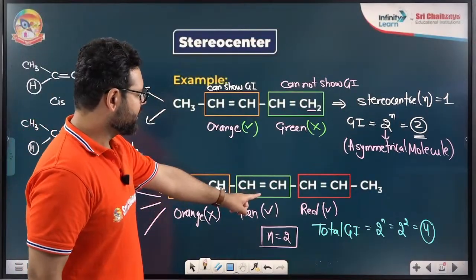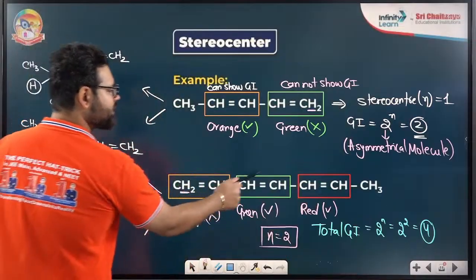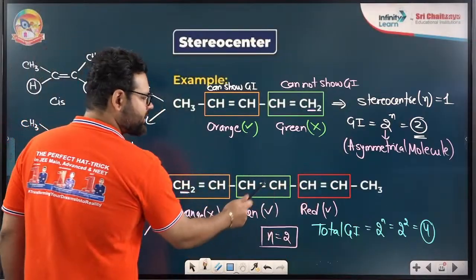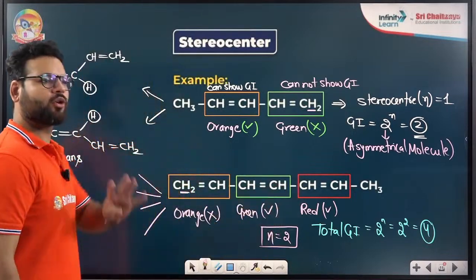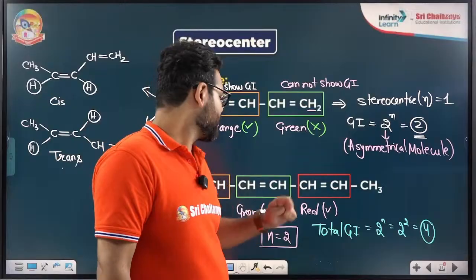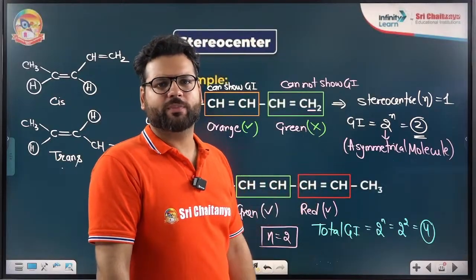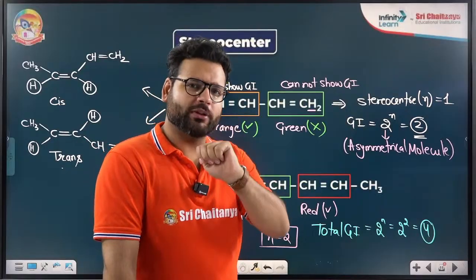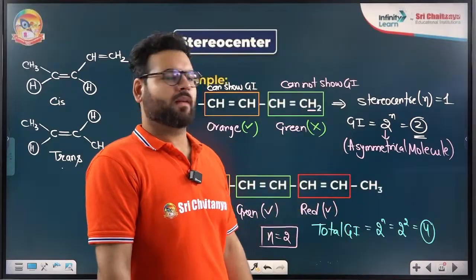The green one can be cis, red can also be cis. So cis-cis, cis-trans, trans-cis, trans-trans. 4 options are possible. Again, I am telling, green can be cis or trans, red can be cis or trans. So total 4 options are there. If green is cis, red is also cis, cis-cis.